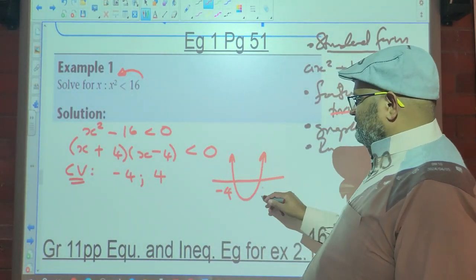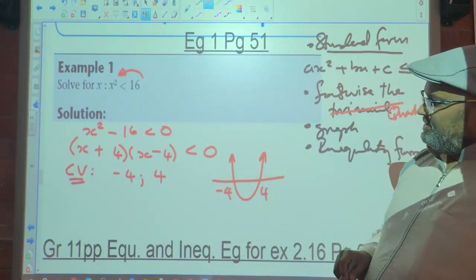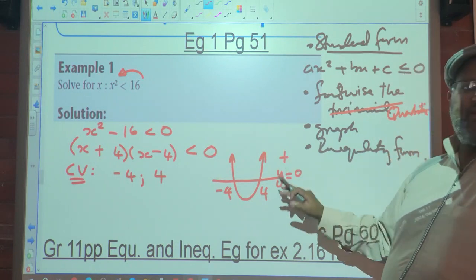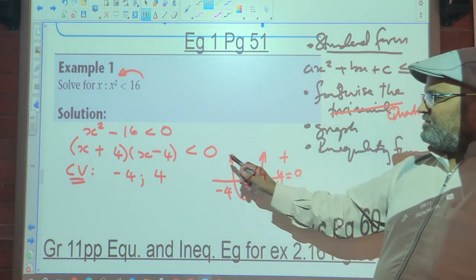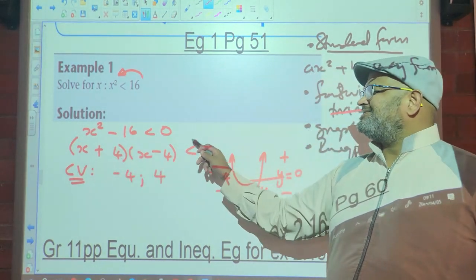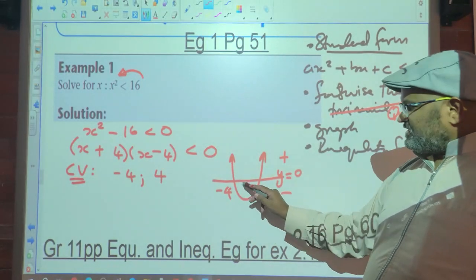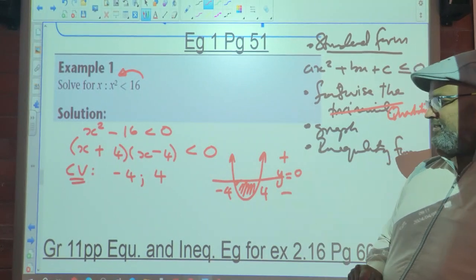You got minus 4 and 4. So this is the y is equal to 0 line. This is more than and that's less. That will always be the case. So this tells us where the function is less than 0. Less than 0 means negative. So it's just part of the graph.